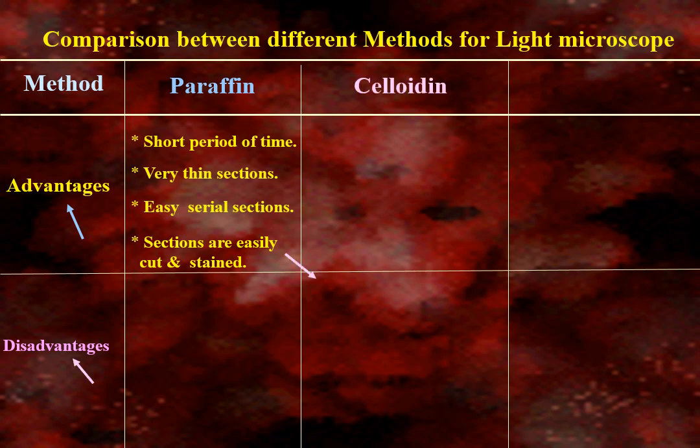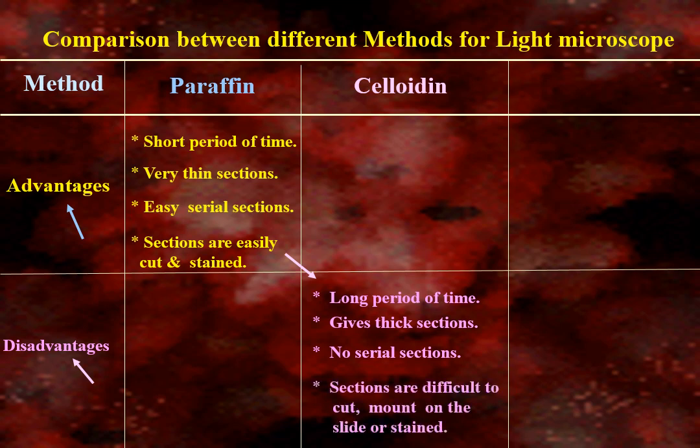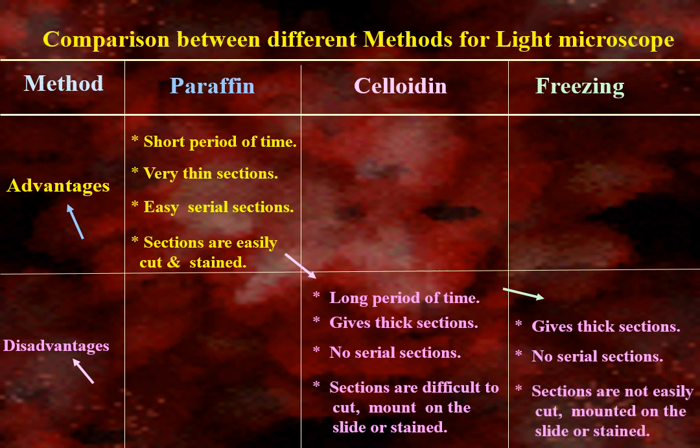Disadvantages of the celloidine method: long period of time, gives very thick and no serial sections. Sections are difficult to cut, mount, and stain. The disadvantages of the freezing method: gives thick and no serial sections. Sections are not easily cut, mounted on the slide or stained, but it has short period of time.